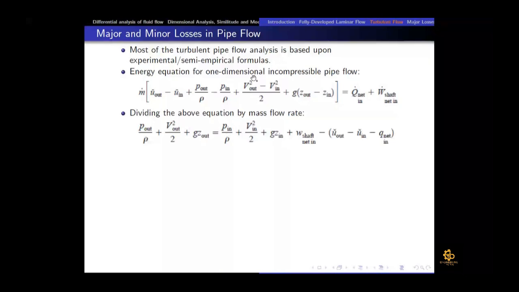Here the energy equation is again written, and now the shaft work is written in addition, right? Because for fluid flow problems in piping systems, we usually have a pump or turbine installed. So that's why we have put W shaft net in. In the case of pump work, W shaft net in would be positive. Otherwise, if there is a turbine installed, then W shaft net in would be negative.